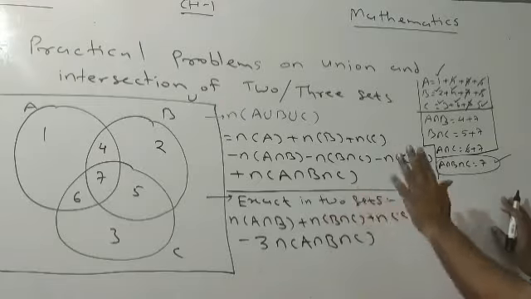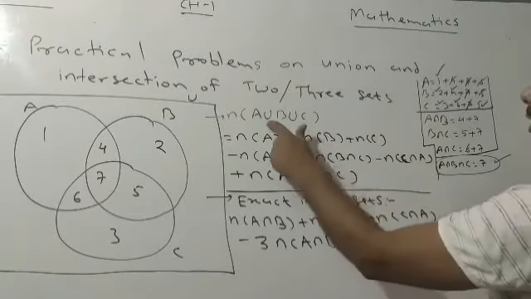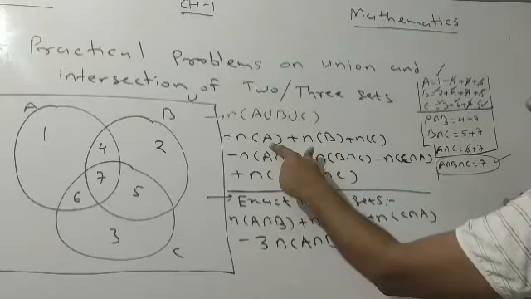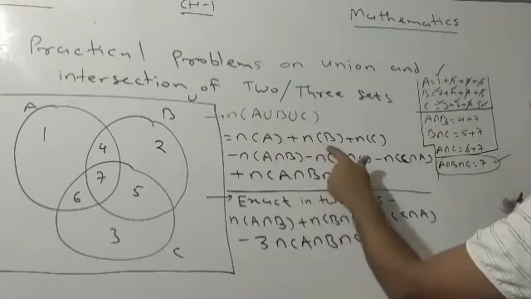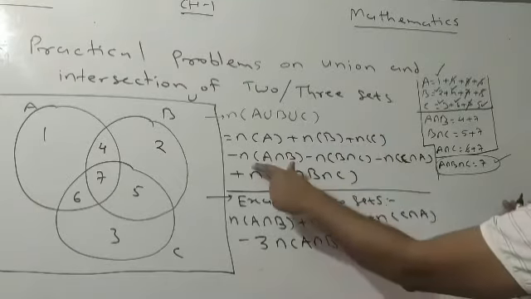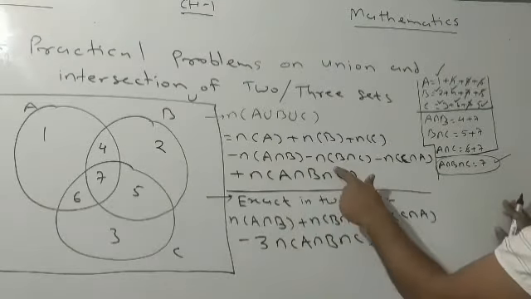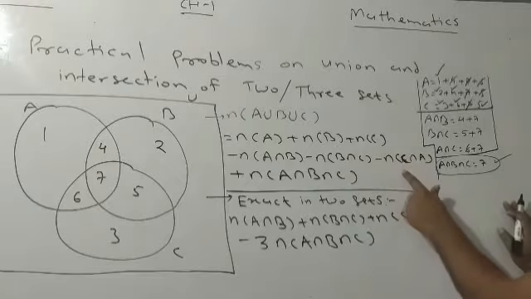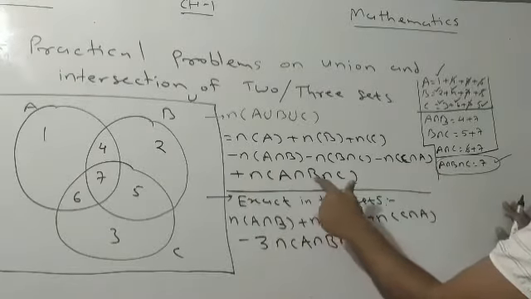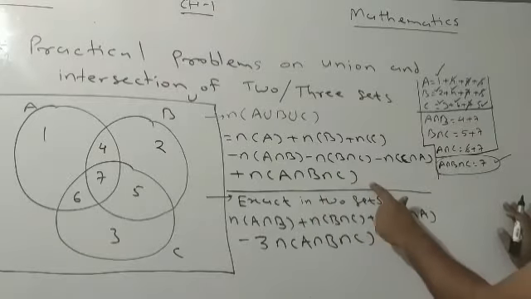This way you have to remember the formula: A union B union C is nothing but n of A, that is the number of elements in A, plus number of elements in B plus number of elements in C, minus n of A intersection B minus n of B intersection C minus n of C intersection A plus n of A intersection B intersection C.